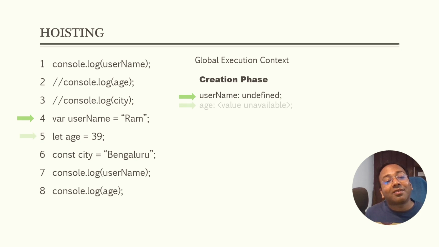Now coming to the next line, line number 5. It's a let based variable and I have initialized with 39.